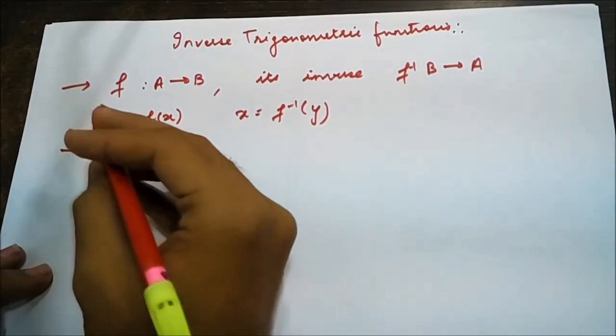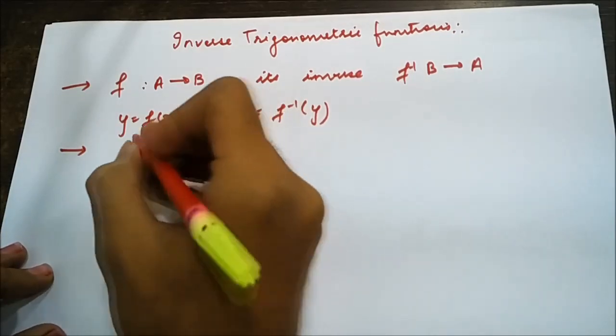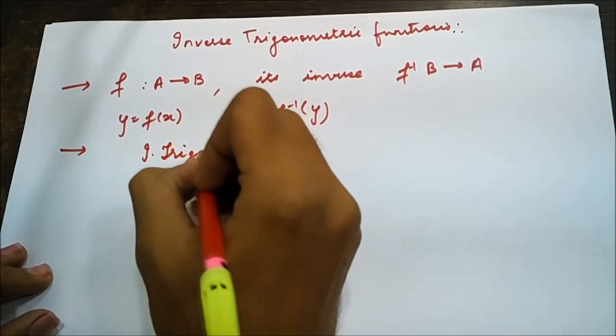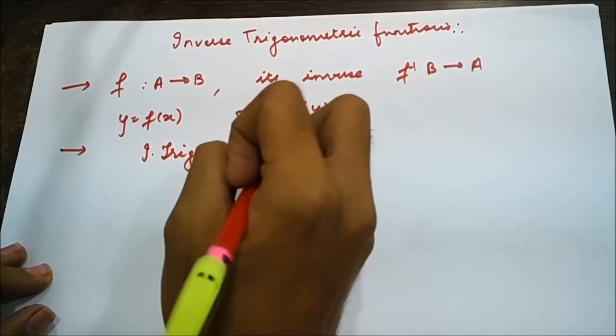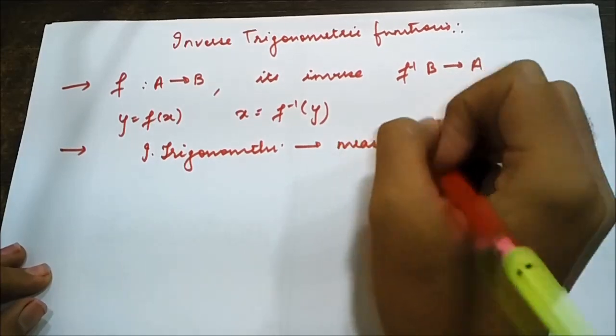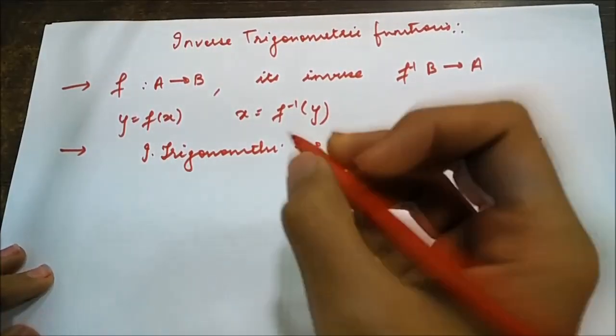The second point is an inverse trigonometric function essentially represents the measure of an angle. So inverse trigonometric function represents the measure of an angle.